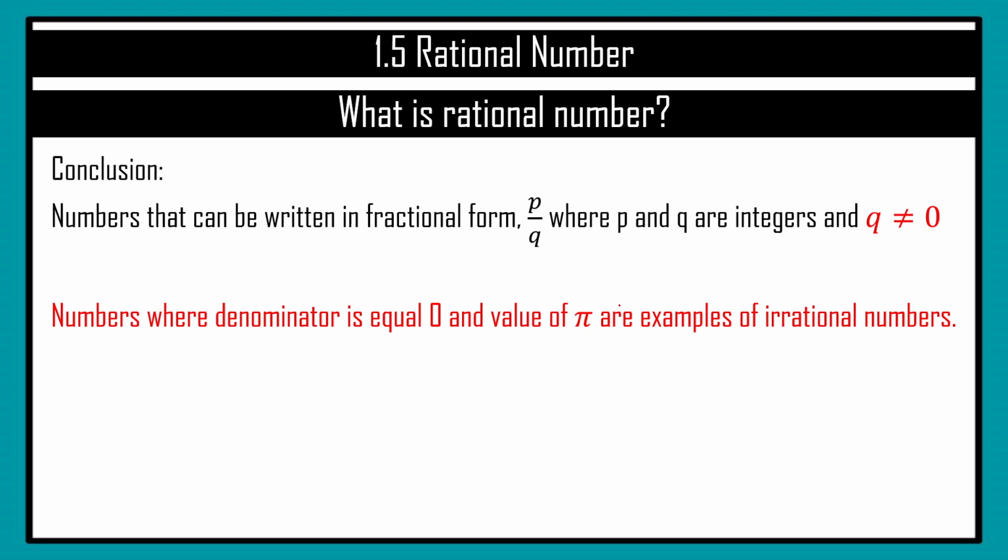Okay, so for conclusion, numbers that can be written in fractional form, p/q, whereby p and q are integers, and remember, q cannot be 0. So q is actually a denominator, and denominator cannot be 0. The other one that we saw just now was the value of pi, and the value of pi is one example of irrational numbers.